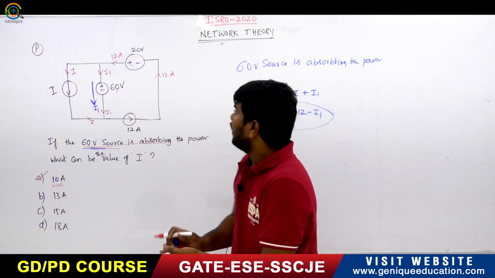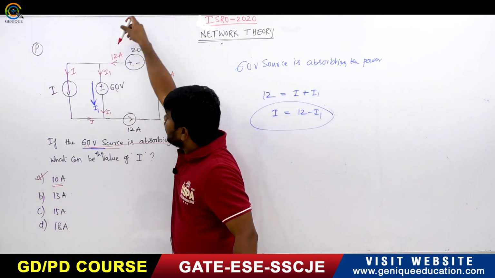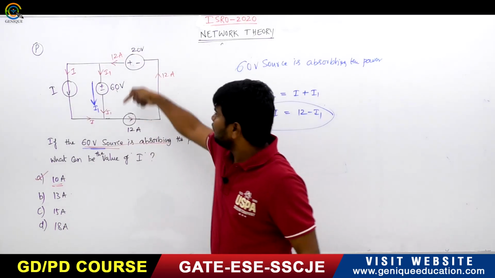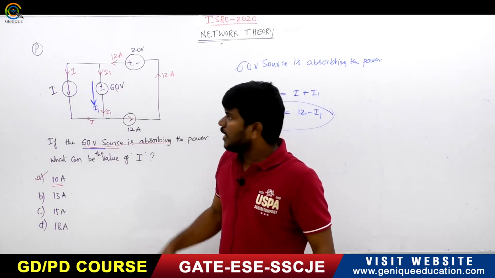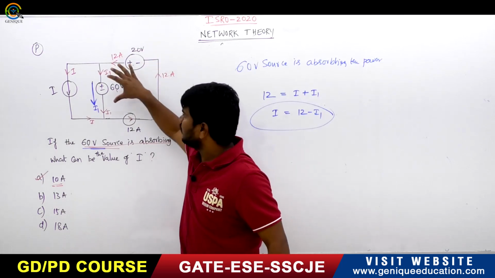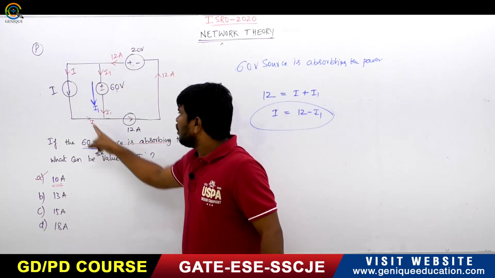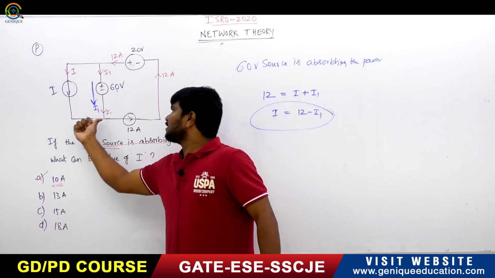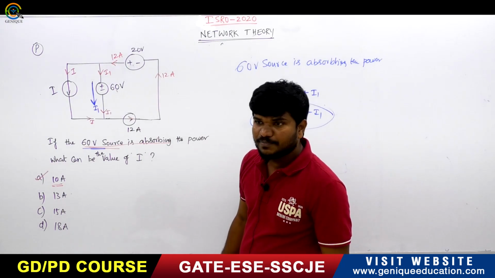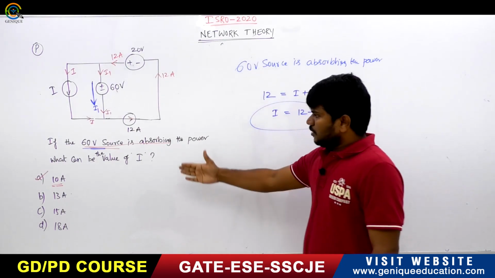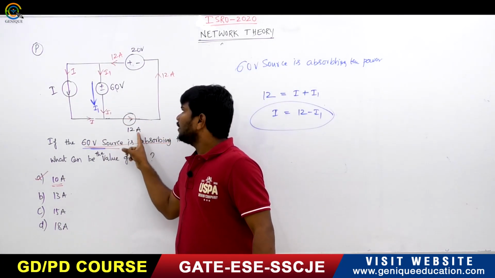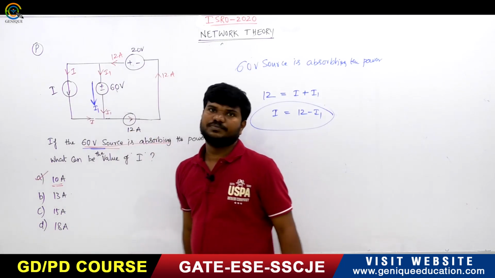You have to note that if the 60 volt source is absorbing the power, then only this will be the possibility. The current must flow in this direction. Then only it will be possible. So, we know this is the current I1 and this is the current I. The addition of these two will become 12 amperes. The answer is 10 amperes. So, this one plus this one is equal to 12. That means definitely it will be less than 12.